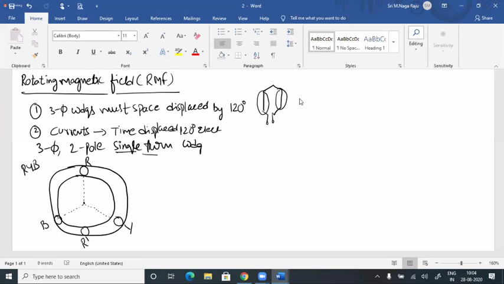So we will have 2 ends. One is at R, another one is at R dash, exactly opposite. Similarly, Y and Y dash, B and B dash. Now the first condition is satisfied, that is each phase is displaced by 120 degrees apart. Fine. What is the second condition? We have to supply currents to this winding. The currents passing through this winding must be time displaced by 120 degrees.